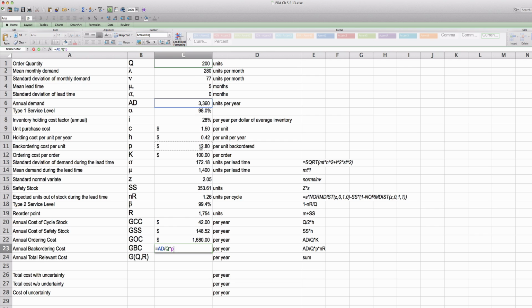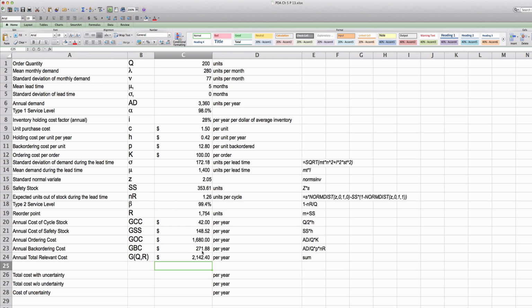Well, the number of cycles is, of course, again, annual demand divided by Q. And now I want a cost figure, so I multiply this with the stock out cost per unit P. So I get my total relevant cost, G of Q. That is the sum of these 4 components. So right now, given the number on the screen, we'd be looking at a total relevant cost per year of $2,142.